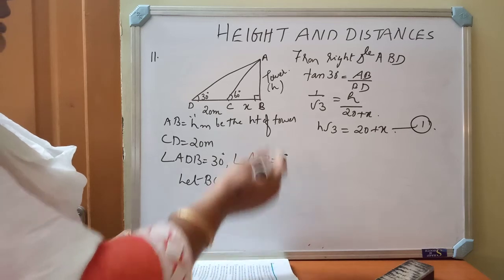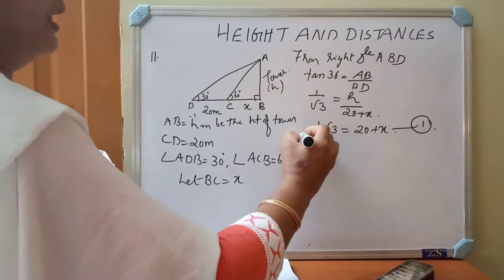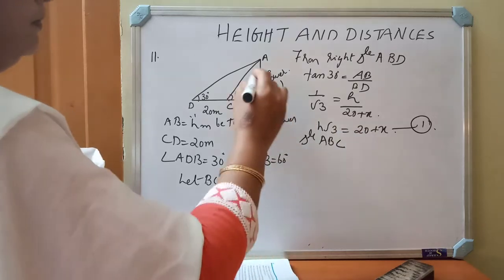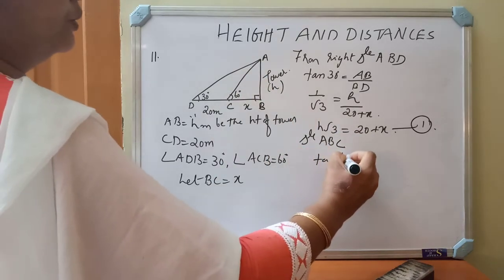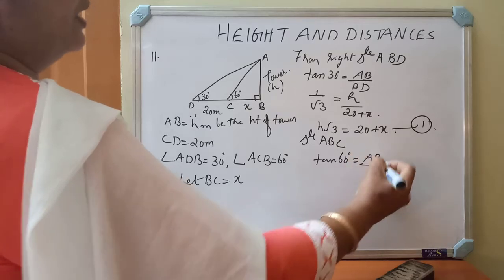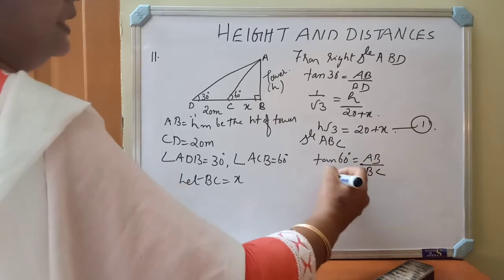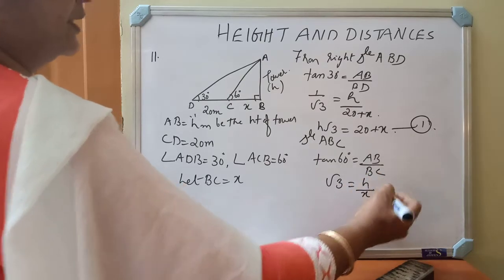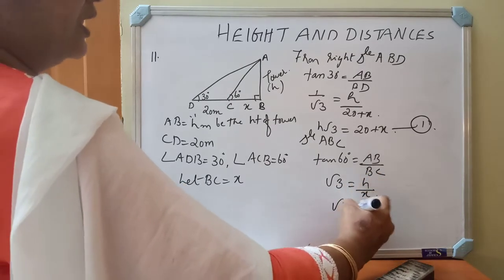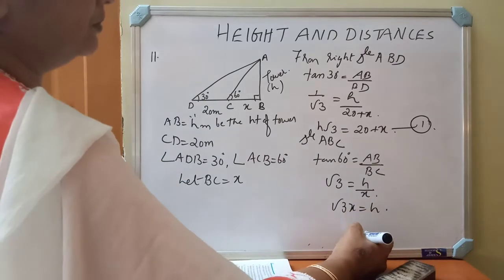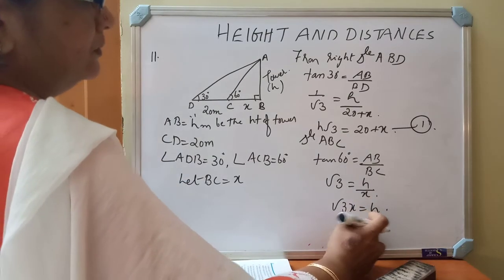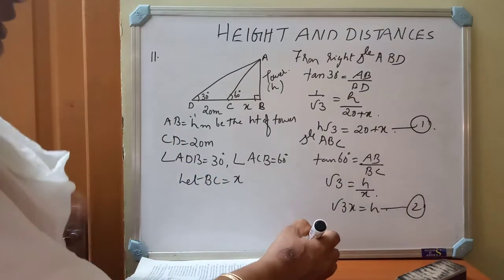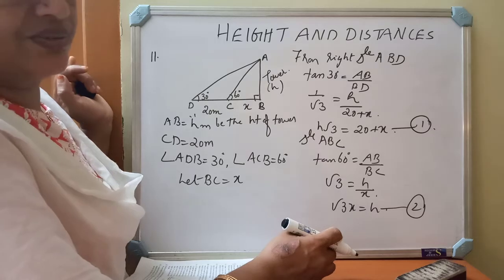Again from triangle ABC, tan 60 is equal to AB divided by BC. Tan 60 is root 3. Root 3 is equal to H divided by BC, X. So root 3x equal to H. Equation number 2. See these two equations, children. We must find out the X value as well as the H value.